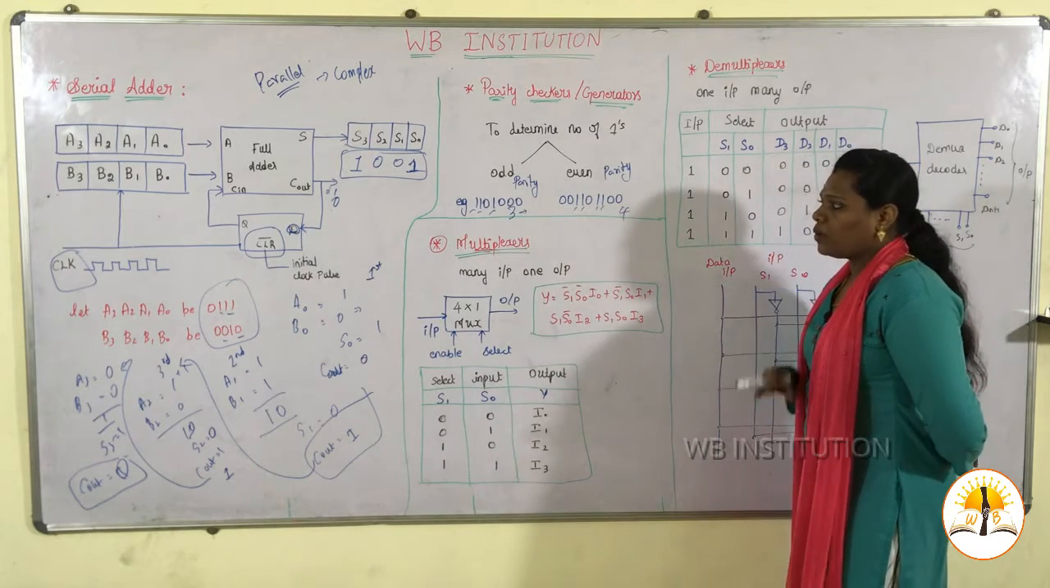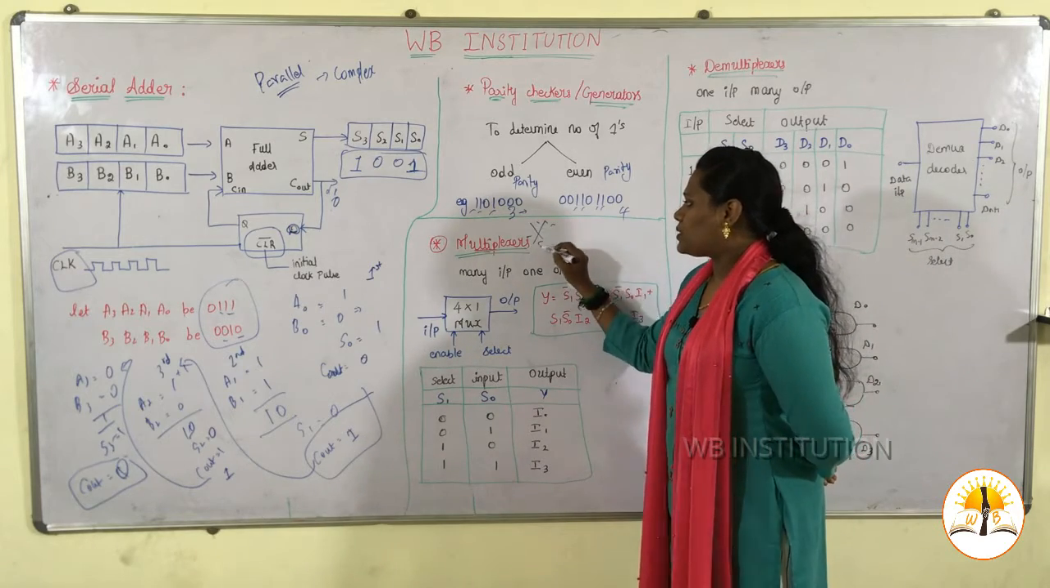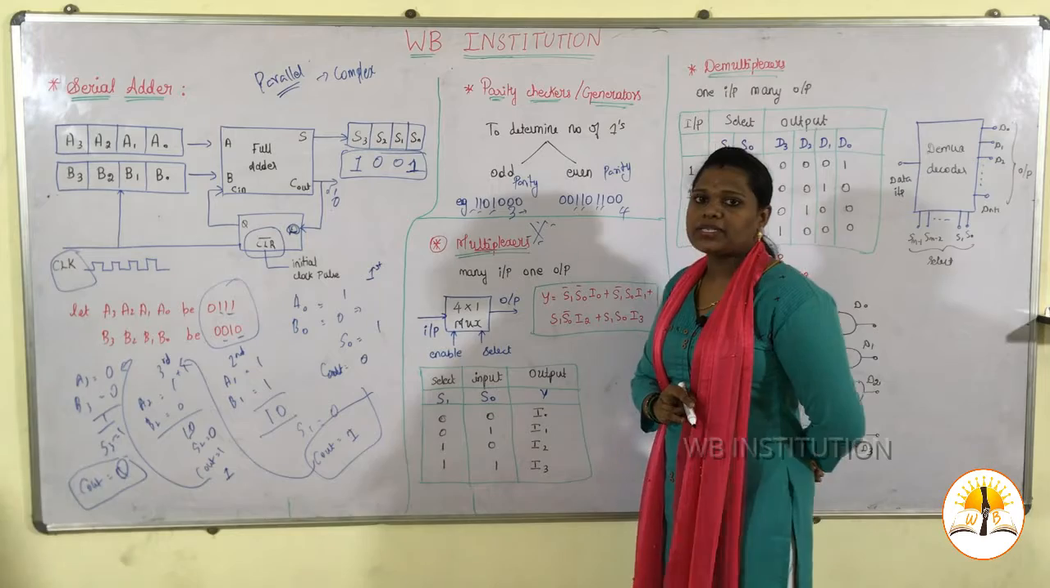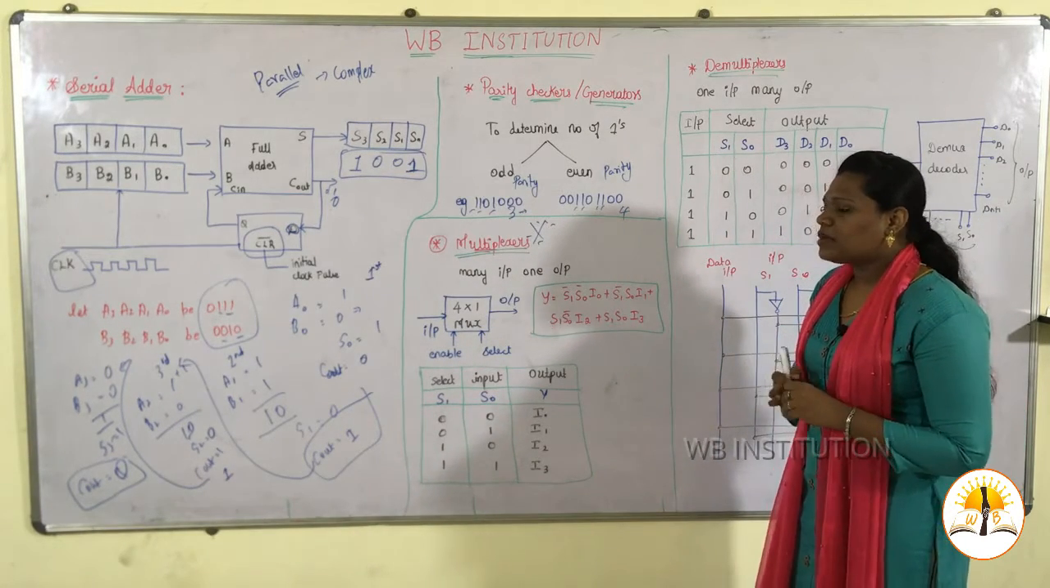It depends on odd or even. Okay. Then coming to the multiplexer. So the multiplexer is an important topic. Mux, demux, encoder and decoder are important topics. Okay. So what is a multiplexer?